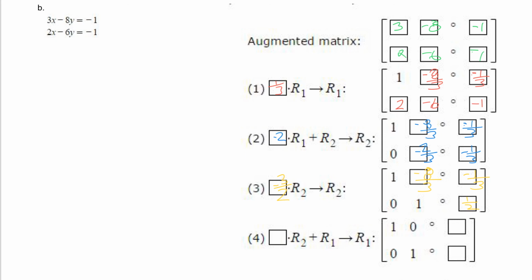And then in our fourth step, we are multiplying by 8/3. So our top equation should be 1, and our bottom row should be 1/2, leaving us with answers that x is 1 and y is 1/2.